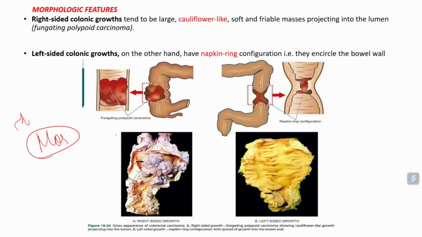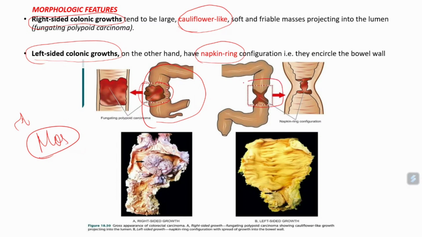And now, if you see the morphology of colorectal cancer, we can see two morphologies. In that we have right-sided colonic growth, particularly in the ascending colon. In the ascending colon, it will cause cauliflower-like growths. Cauliflower-like growths are seen in the right-sided colon, particularly in the ascending colon. And in the left-sided colon, particularly in the descending colon, napkin ring type. Here you can see the napkin ring type obstruction is seen.